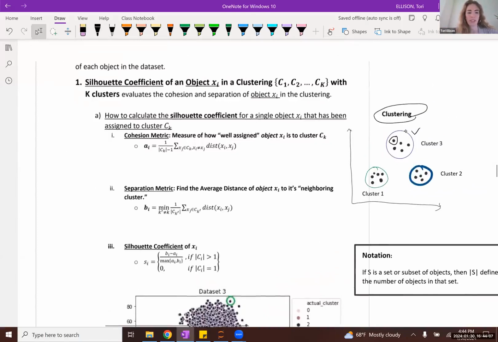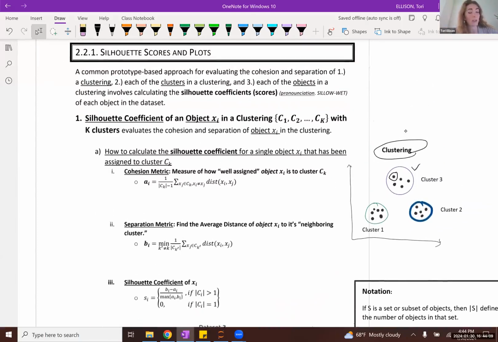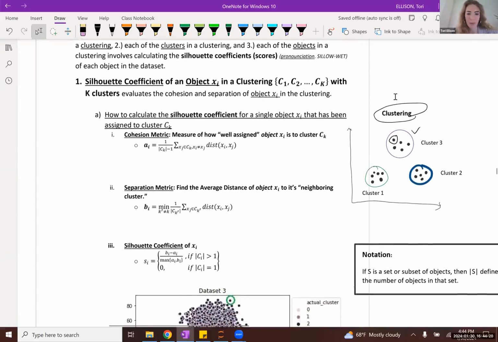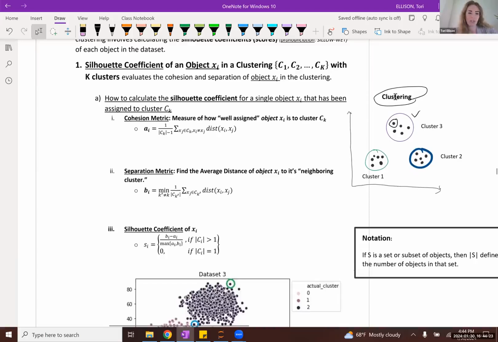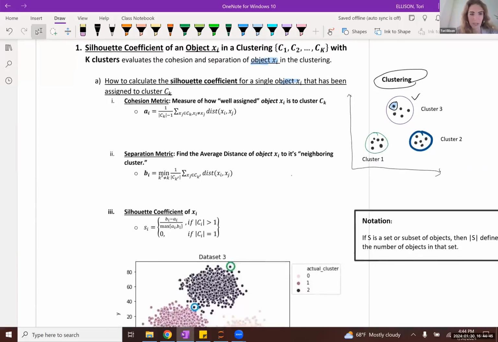We call this metric the silhouette score, or the silhouette coefficient. I realize this is probably a bit of a weird English word, so this is how you pronounce it: silhouette. The silhouette coefficient is going to be a combination of both a cohesion metric and a separation metric. So here's how we calculate the silhouette score for a given observation, let's call it observation i, which has been assigned to a given cluster in a given clustering.